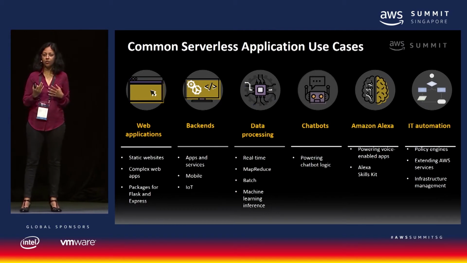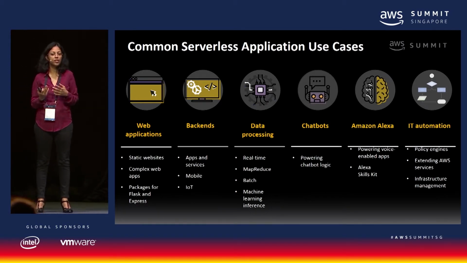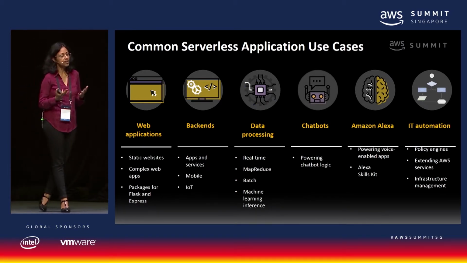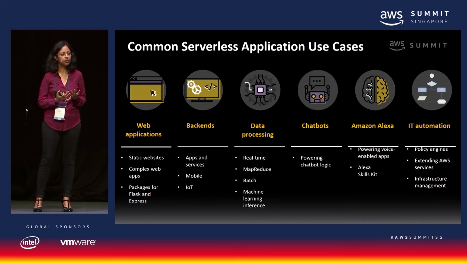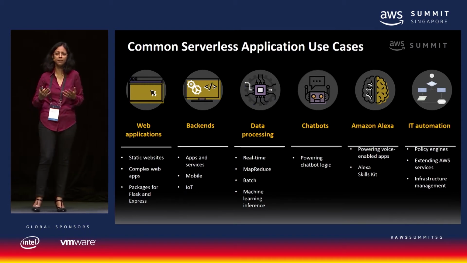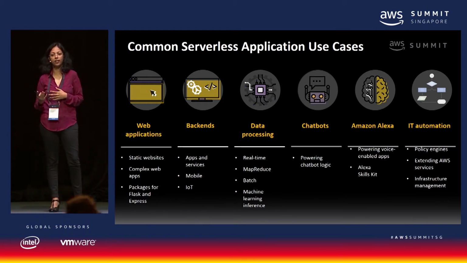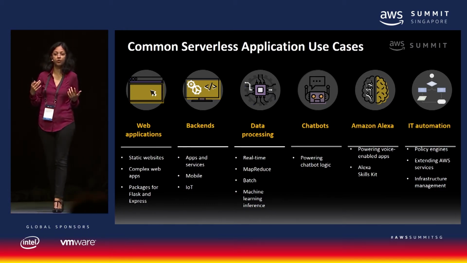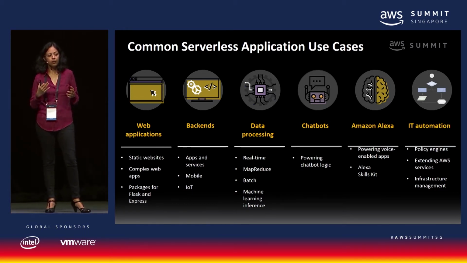So let's look at how some of our customers and partners are using serverless today. The first category is to build web applications. The second is to build backends. This could just be API backends to your mobile or web applications, or they could be backends processing sensor data coming in from IoT devices. The third is data processing.